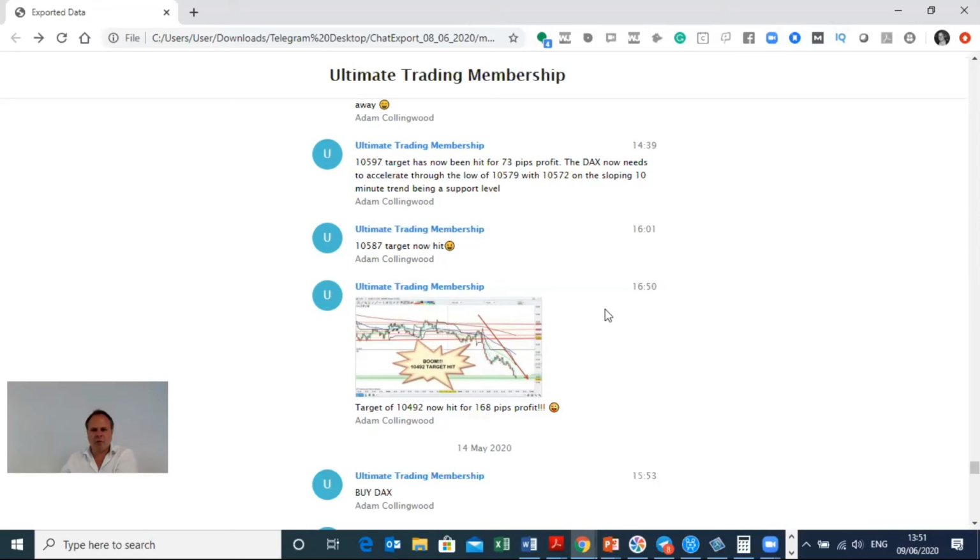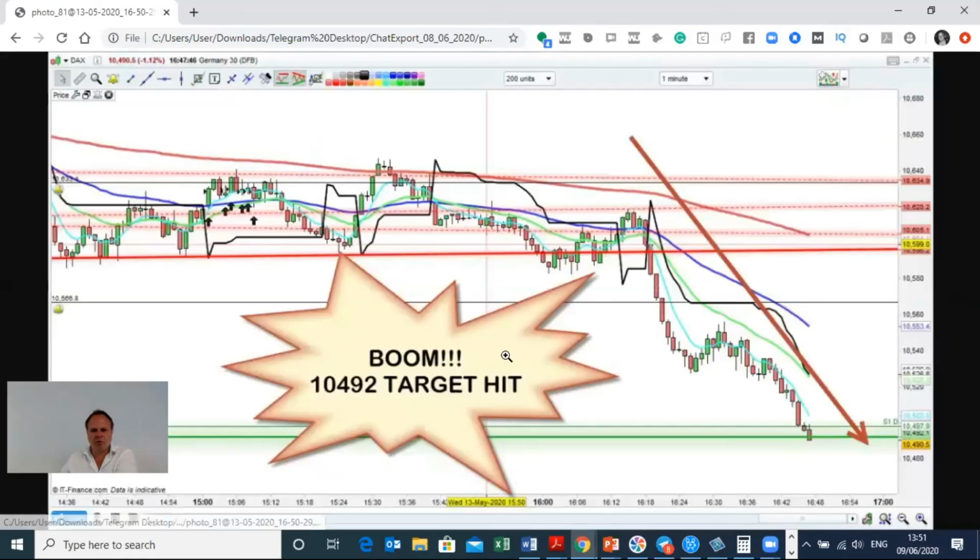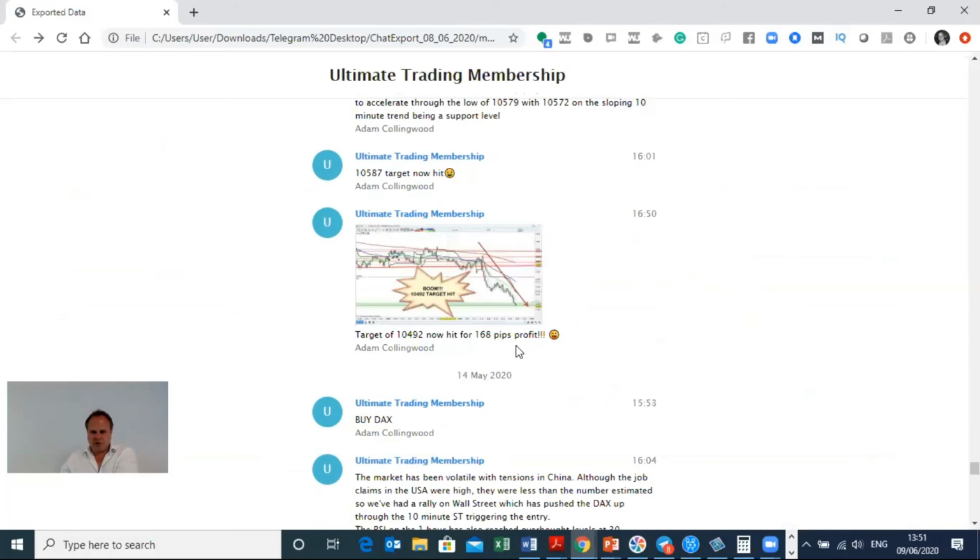At 4:50 in the afternoon, boom, 10,492 has been hit. Okay, so in that particular case, that was 168 pips profit by DAX again. So you can see the power of sending alerts out when certain things happen, and then supporting that with the before and then showing the after.